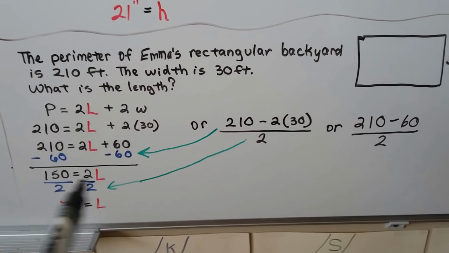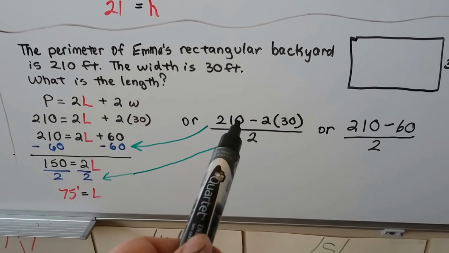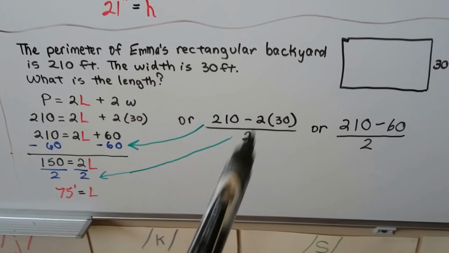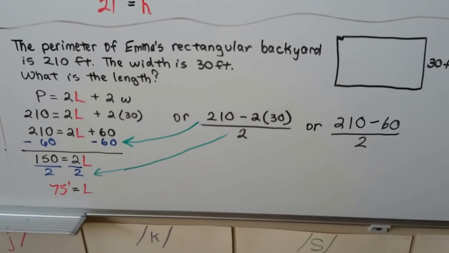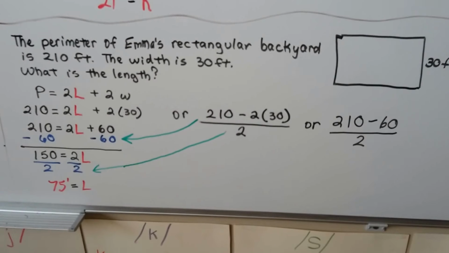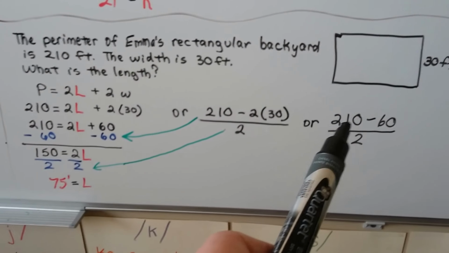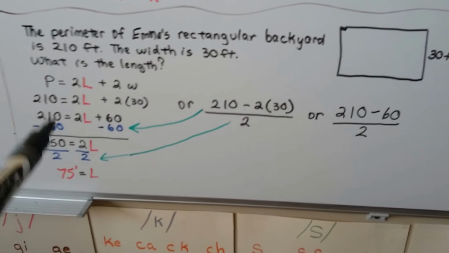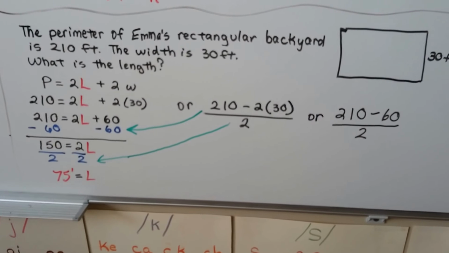Now the equation could actually look like 210 minus 60, or 2 times 30, and then it's divided by 2. So if it asks you which equation fits the problem, it could look like this, because they're condensing it and putting it all together. It's the 210 minus 60 right here. 210 minus 60 divided by 2. See? So be careful. All right?